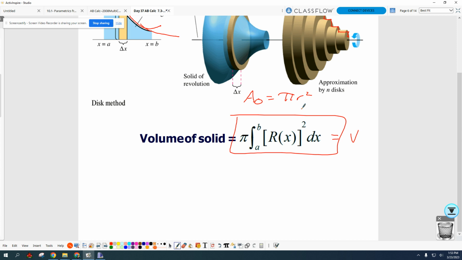How does this relate? I think that's supposed to be like the equation, the function that marks the outline of the shape, like the Hershey's Kiss up top. That arc is R of X. That makes sense. Radius.